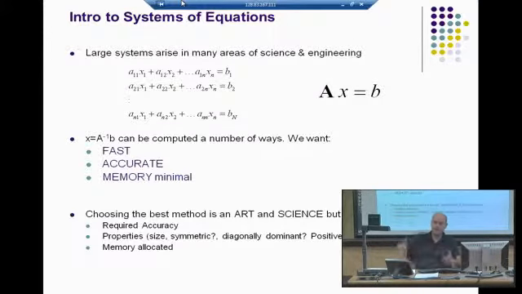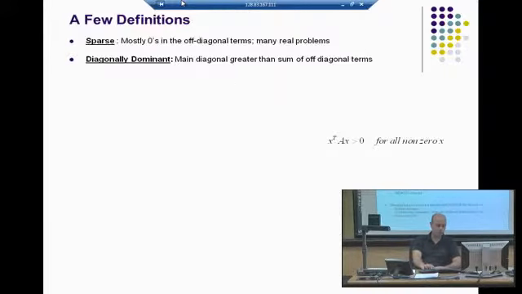Choosing the best method for solving a system of equations is both a little bit of art and science. So you need a lot of experience. Sometimes you can look at the kind of equations you have and pick the right method. Other times you just kind of need to do some trial and error. The right method depends on what kind of accuracy you need. Does it need to be exact, or is close enough good enough? What kind of properties the matrix has, and we'll talk a little bit about that, and how much memory you need in your computer, because your computer can only hold so much memory.